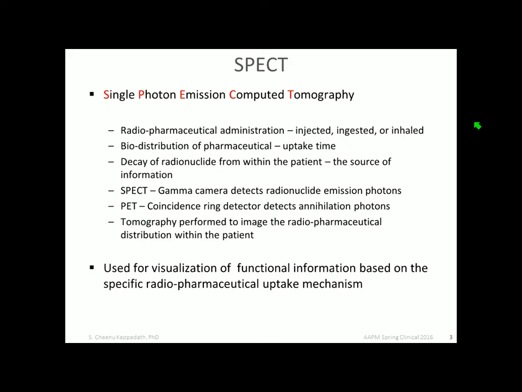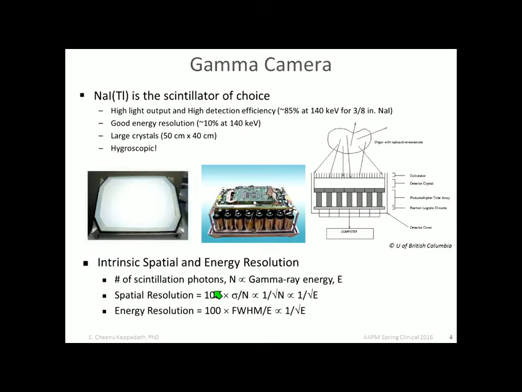Once the optimal time point has been achieved, we put the patient in a scanner. If it is SPECT, we put them under a gamma camera system, and if it's a PET radionuclide, we put them under a PET system. The idea is we detect the emissions coming from the patient and generate tomographic images. The point of PET and SPECT is to visualize functional information based on the specific radiopharmaceutical, okay? So we're not necessarily looking at anatomy per se, but at the functional information happening within the patient.